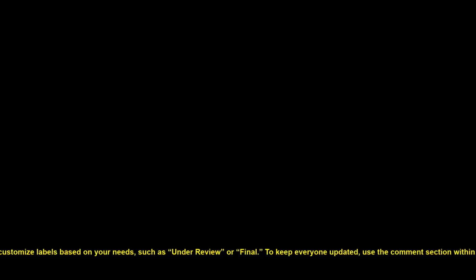Next, attach any relevant files or links to the card for easy access. This can include the actual policy document or reference materials. If you want to track the progress visually, consider using labels. Click on Labels in the card to add color-coded categories. You can customize labels based on your needs, such as Under Review or Final.